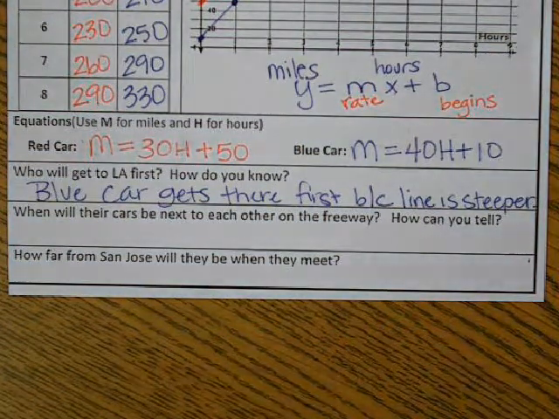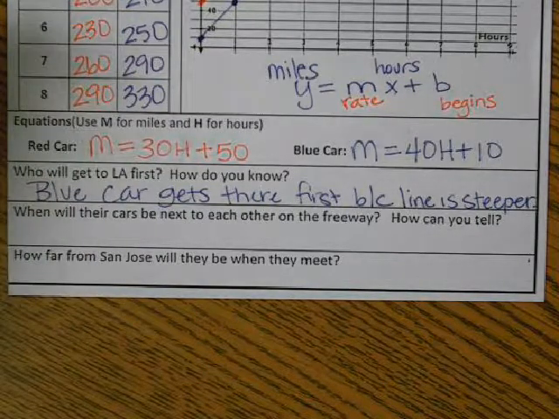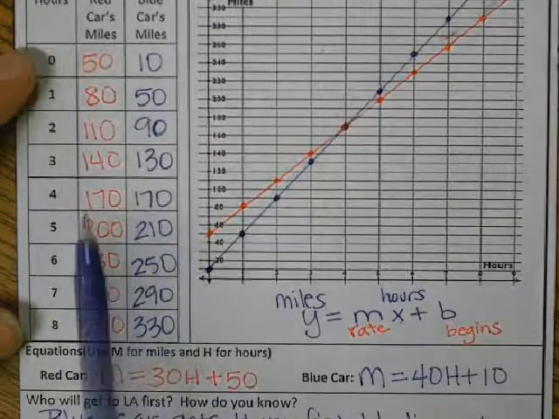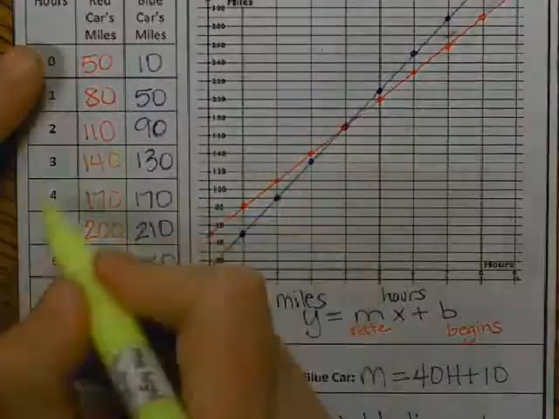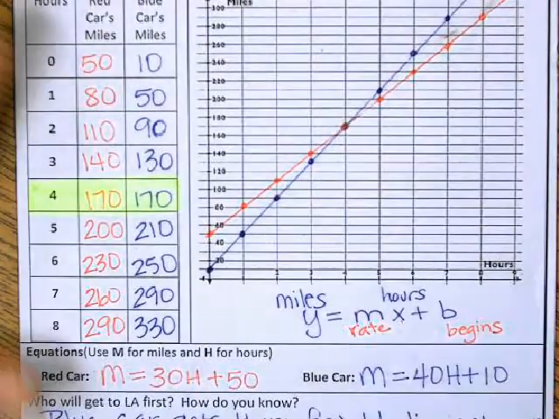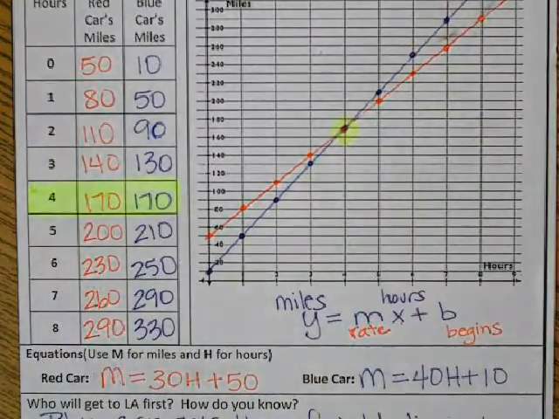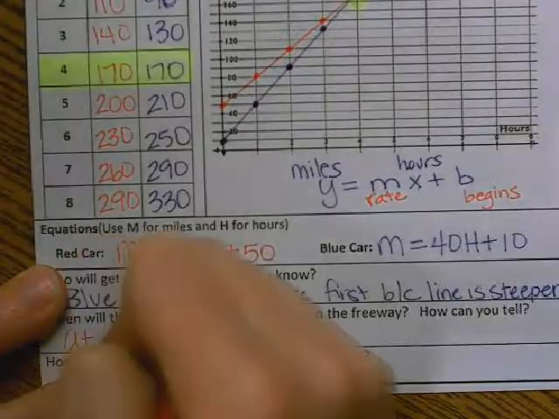When will their cars be next to each other on the highway? And how can you tell? Well, when cars are next to each other, that means they're the same number of miles away. So if I look on my graph, or if I look on my table, the cars are going to be next to each other when they have the same number of miles. Looking here on my table, I see at 170 miles, that's 4 hours. So this is our point where they're together. The cars will be next to each other after 4 hours.